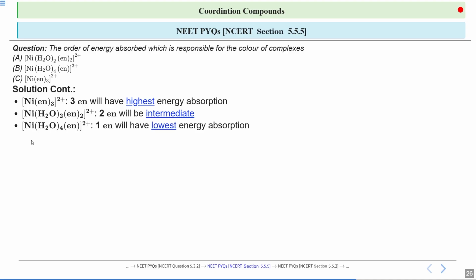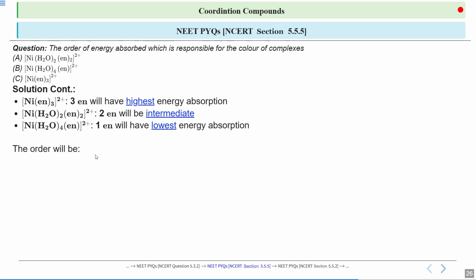And the first complex, that is [Ni(H2O)4(en)]2+, this is the B complex, right? Here water molecules are 4, but the en molecule as a ligand is only 1 in number comparatively. So here the energy absorption will be the lowest among the given 3 complexes.